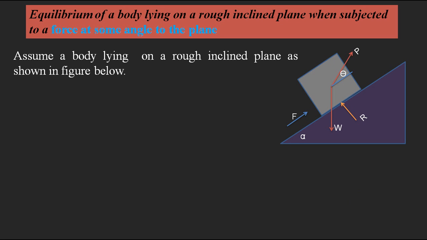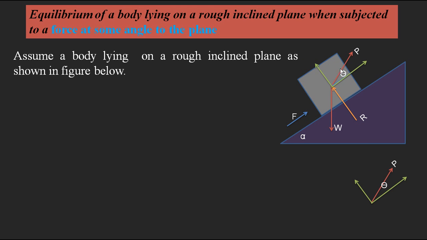Next we need to resolve the forces along the plane and perpendicular to the plane. Here P can be resolved into two components according to theta, the angle made by P with the inclined plane. For understanding purposes I have extended this R. Next, as I said, we resolve P into two components: one parallel to the inclined plane and another perpendicular to the inclined plane. I want to represent these separately.